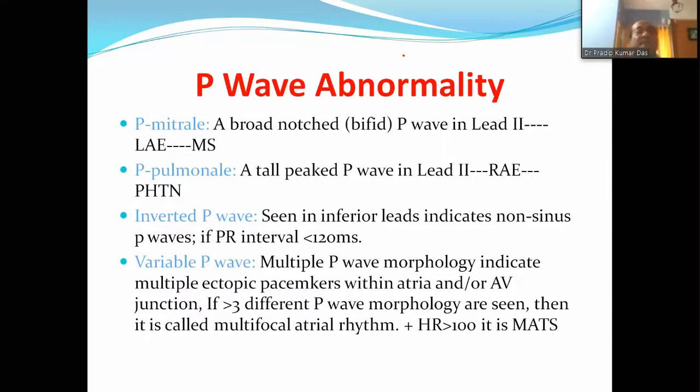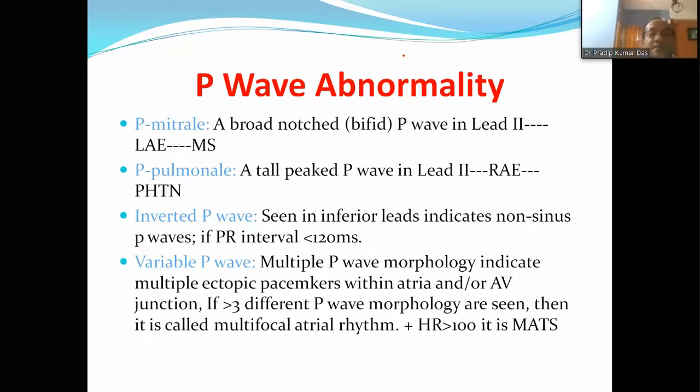P wave abnormality, as we encounter in our normal ECG readings. P mitrale, a broad notched or bifid P in lead 2, most commonly seen in mitral stenosis. P pulmonale, a tall peaked P wave in lead 2, that is in right atrial enlargement, mainly due to pulmonary hypertension. Inverted P waves seen in inferior leads indicate non-sinus P waves.